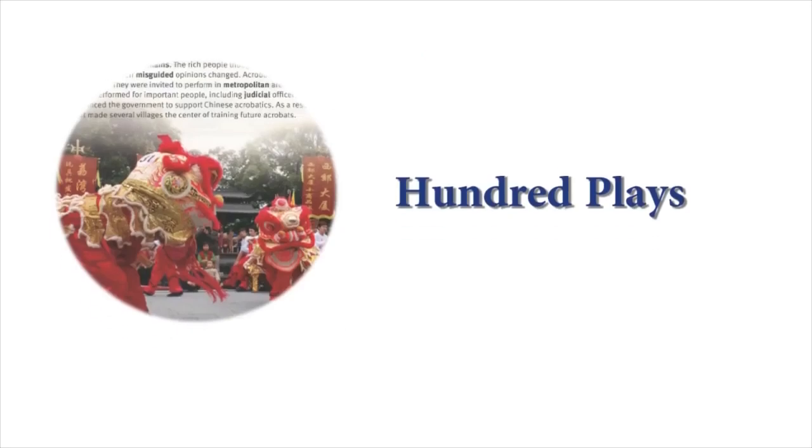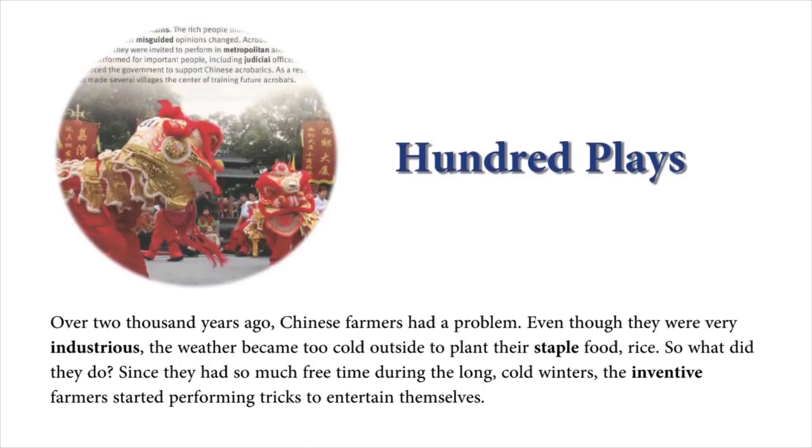Hundred Plays. Over 2,000 years ago, Chinese farmers had a problem. Even though they were very industrious, the weather became too cold outside to plant their staple food, rice. So what did they do?